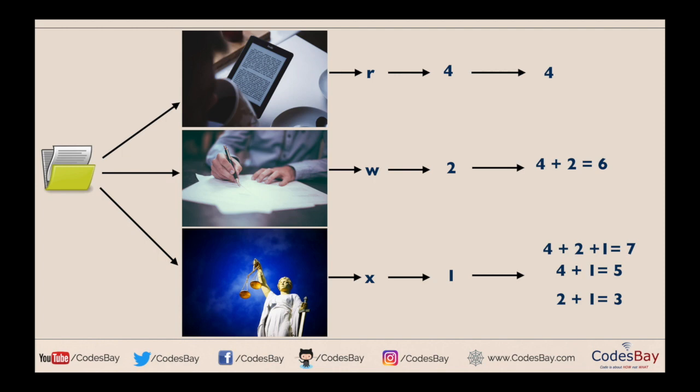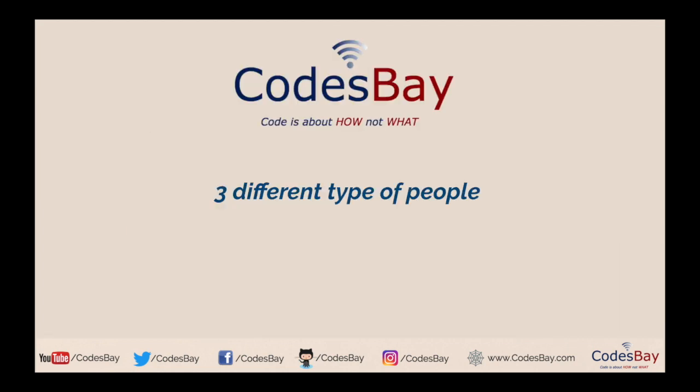Whenever you are changing the permission of a file, you will write only these numbers: 1, 2, 3, 5, 7, 6, 4. These are the numbers that depict which permissions you are going to give for a file. Now let's talk about the three different types of people for which we need to set the file permissions.